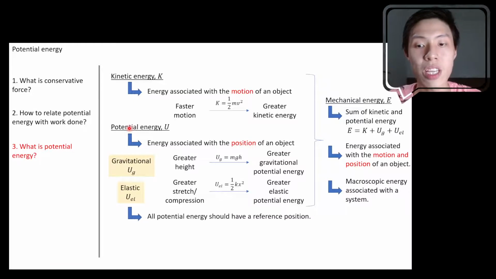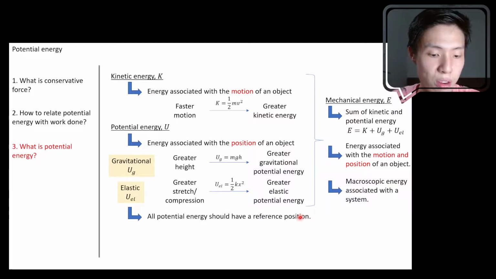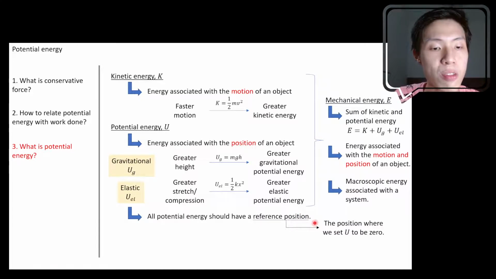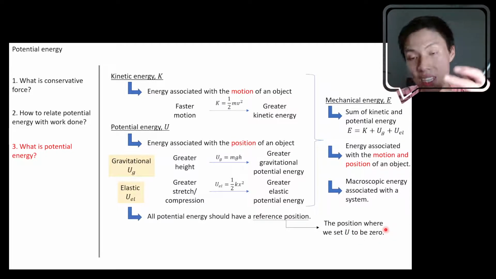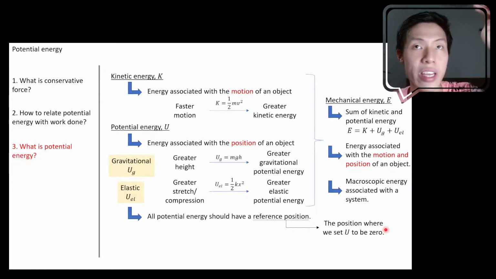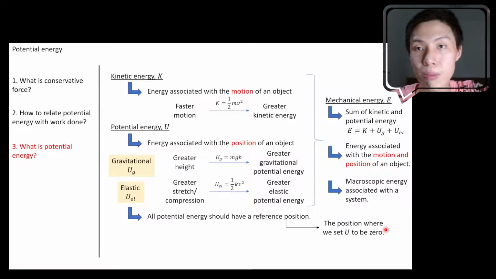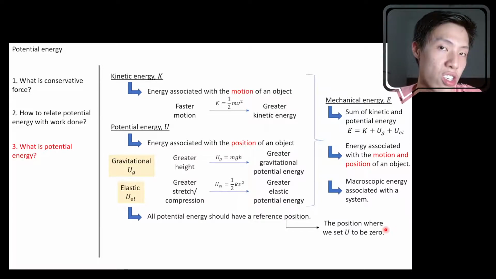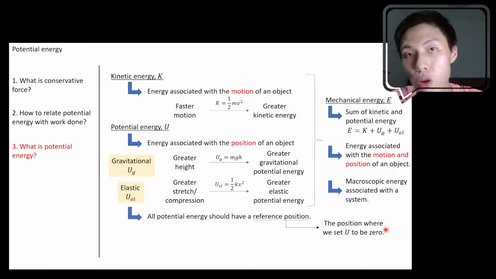Well, that's because for potential energy, the reference position can be set by ourselves. What is the reference position? The reference position is the position where we set our potential energy to be 0. So, let's say for gravitational potential energy, we can arbitrarily set a position and say this is the position where I want U to be 0. Then if you are above that position, you have a positive gravitational potential energy. And if you are below the reference point, you will have a negative gravitational potential energy.